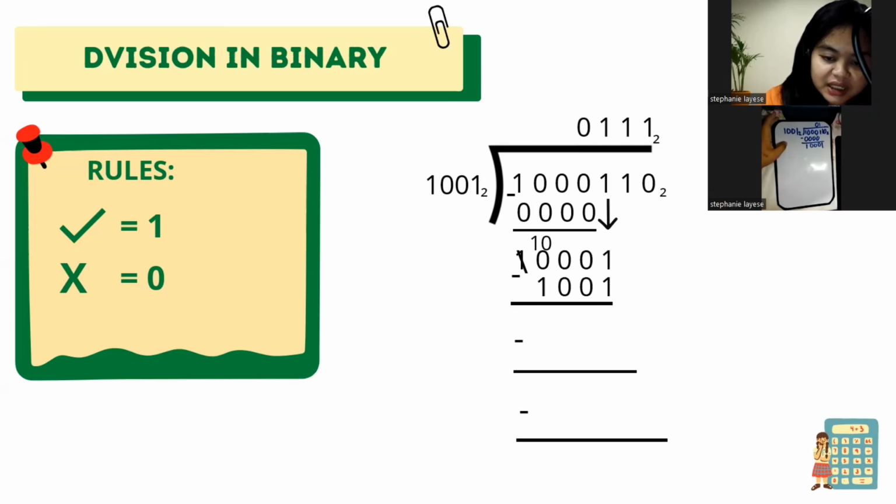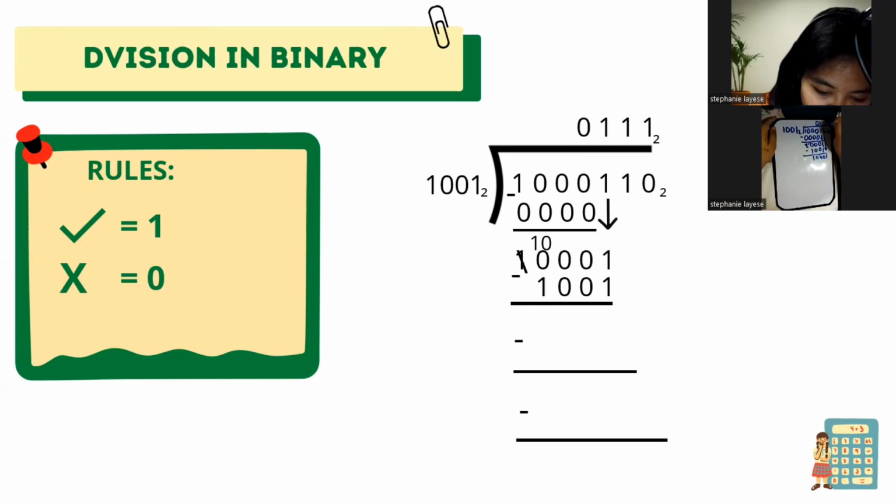So let's see here. You just simply follow what's on the presentation. We put 1,001 and then subtract. Already bring down the first one, right? 1 minus 1 equals 0, and then we borrow. Then 10 minus 1 equals 1. And now we bring down another 1, which is here. So 10,001 divided by 1,001.